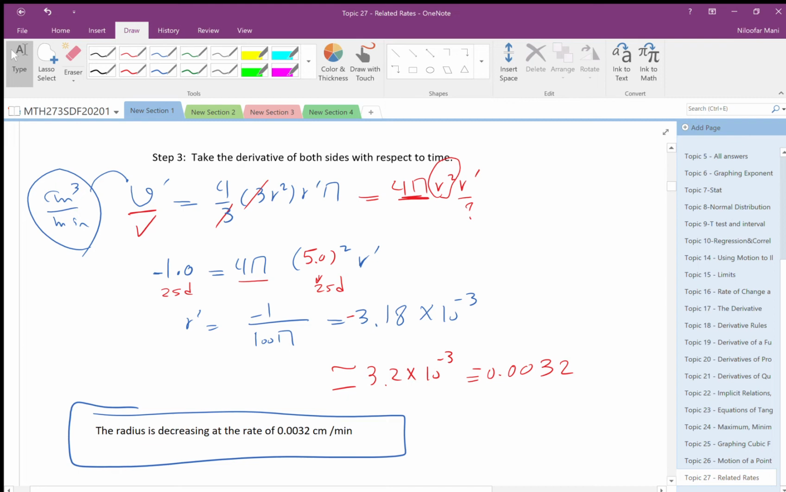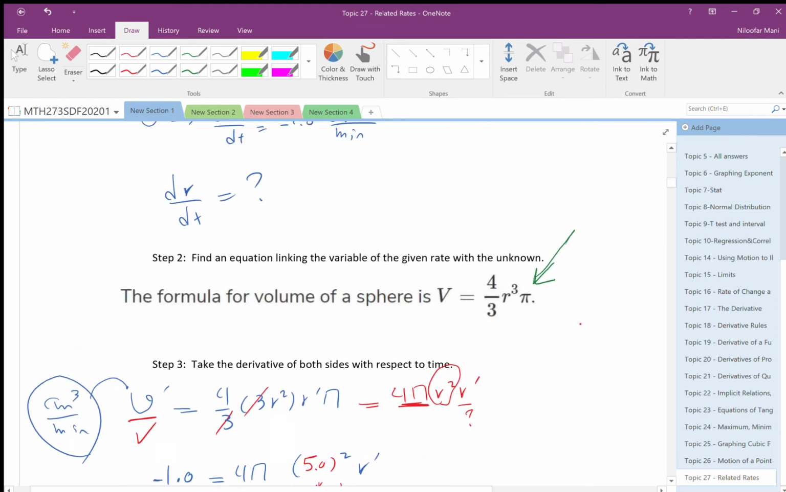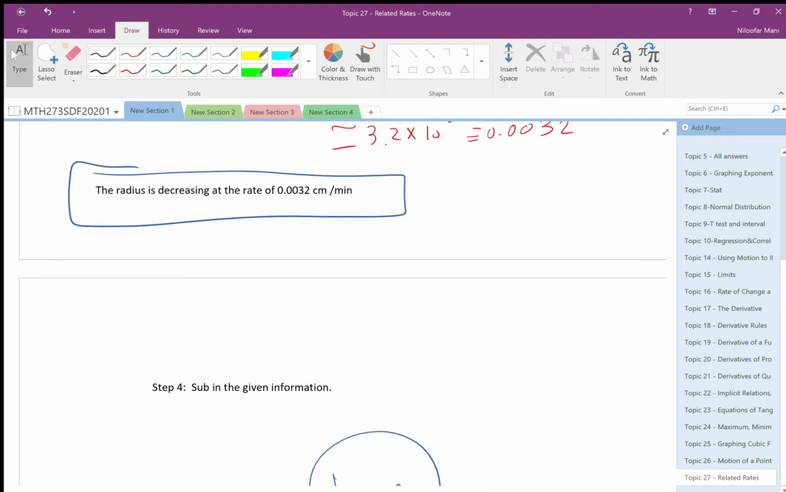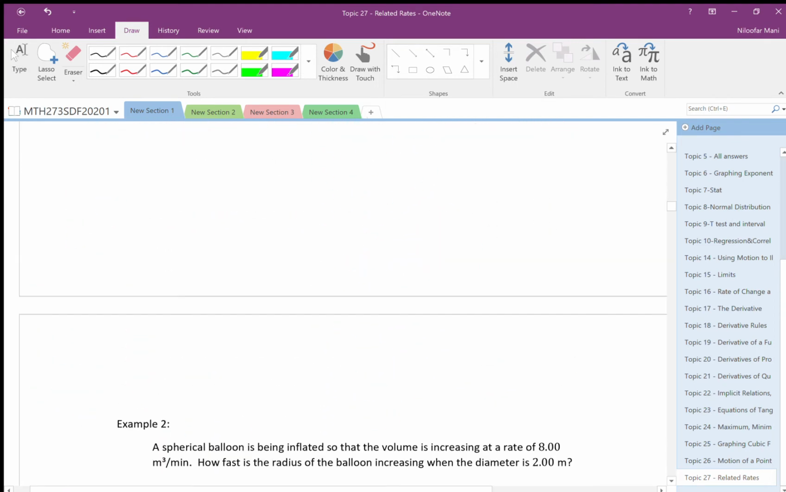So in the question, the meaning of the question is, if I have rate of change for volume 1 centimeter cube per minute, at that moment that the radius is 5 centimeter, what is happening for the radius? So I need to substitute 5 there. You need extra information, and you find the answer.